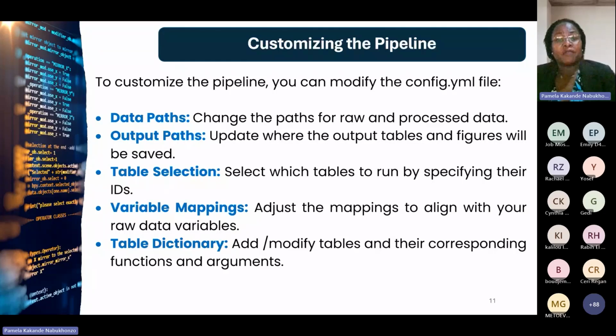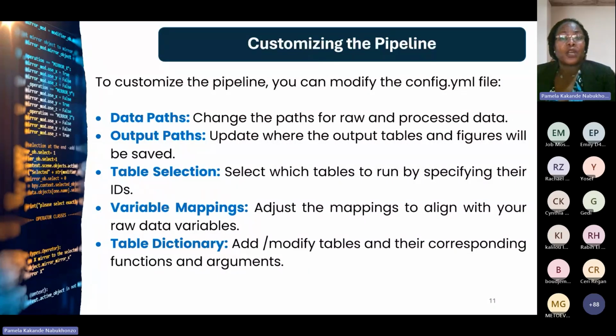And this brings in both the persons that are doing the programming and the subject matter people. You have to ensure that you change the path for your raw data and the processed data, because at this point you're now working on your personal computer, not in the cloud or wherever you were working from. Then you also update to be sure that your output tables and figures are saved where you can easily access them. That's of course a given. And like I mentioned, you need to select the tables that you want to run.